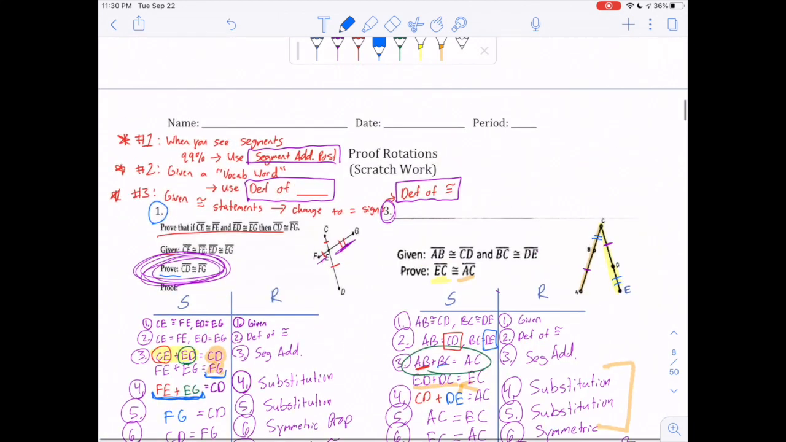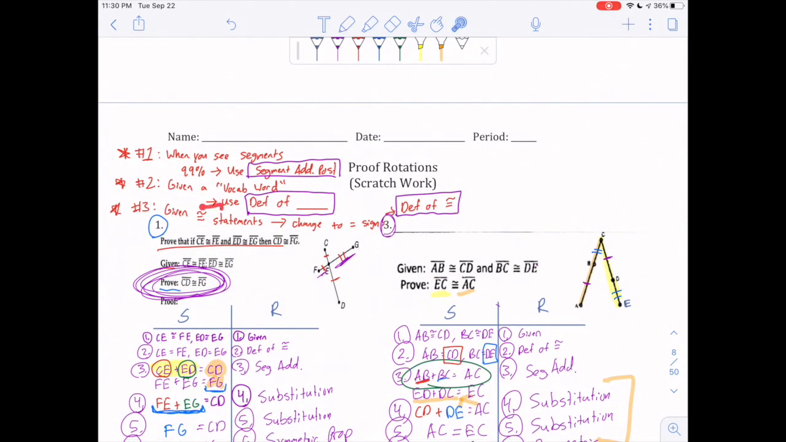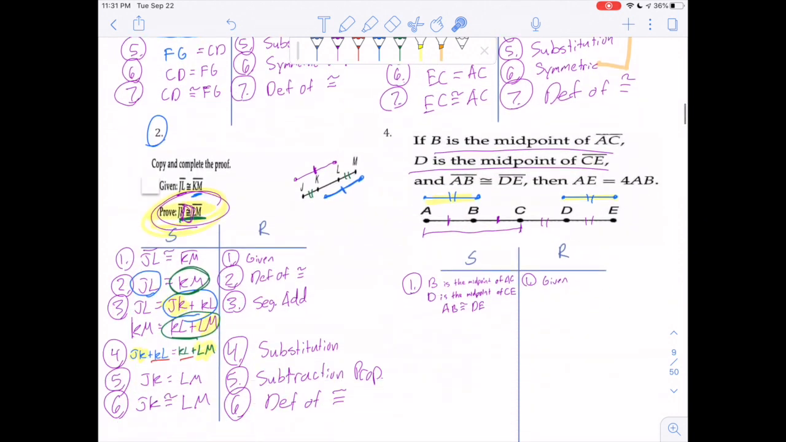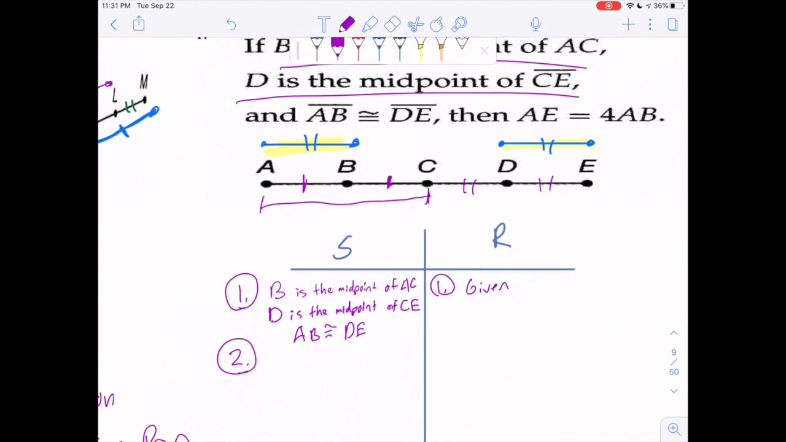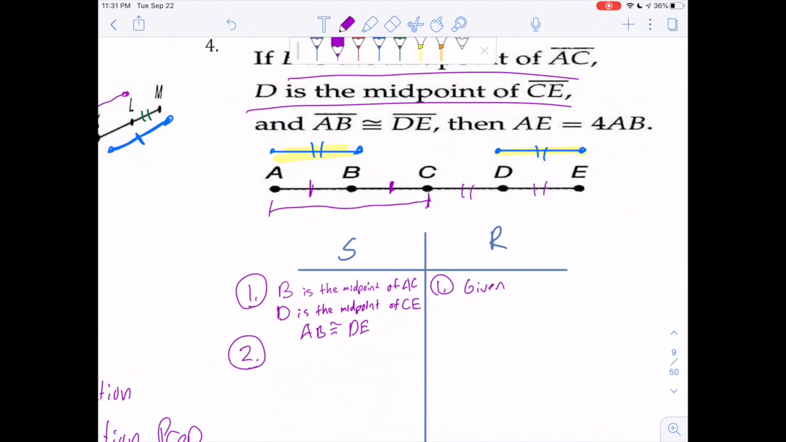Okay, and here's rule number 2. Okay, look at rule number 2 again. Given a vocabulary word, your next step is probably the definition of that vocabulary word. So for this case, we're given midpoint. So 100% of the time you're given a definition, you're going to use that definition. So the fact that B is the midpoint, this would mean AB is equal to BC, and also CD is equal to DE. That is the definition of midpoint. Okay, just like that. Midpoint. Boom.